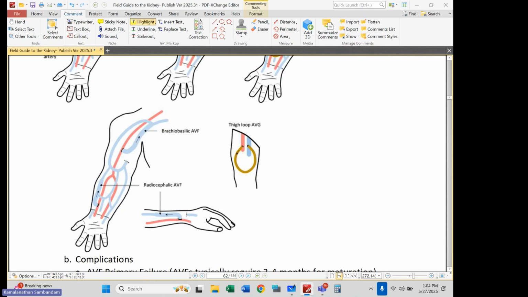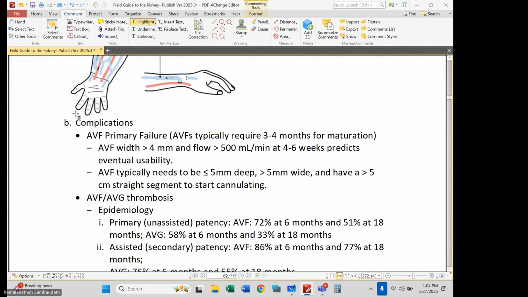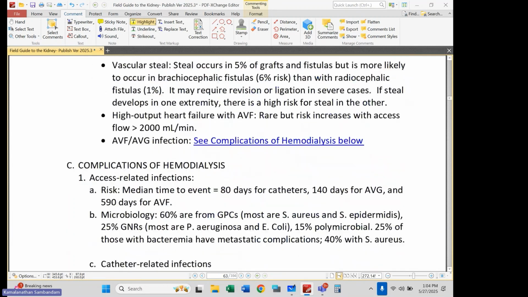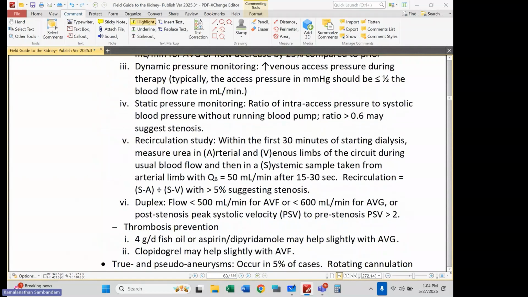Okay, you can also have loop grafts in the thigh. Questions about that anatomy? I'll finish this and get to complications of hemodialysis and stop there.